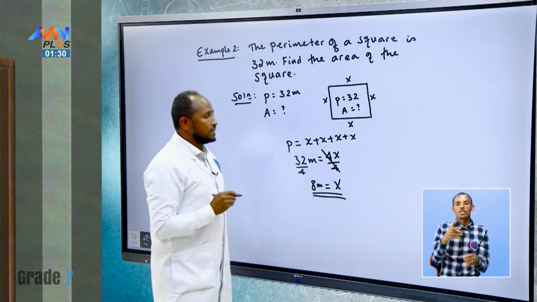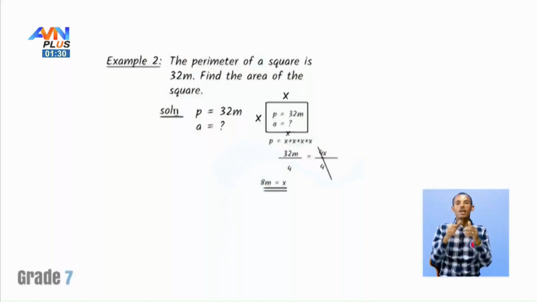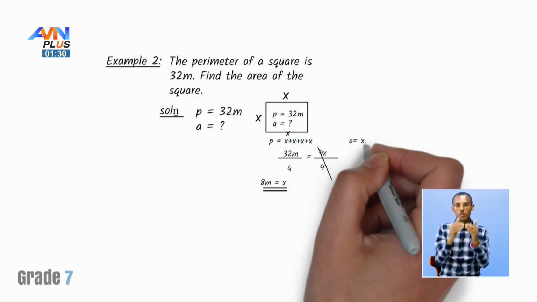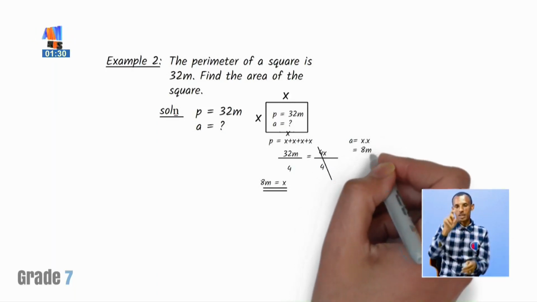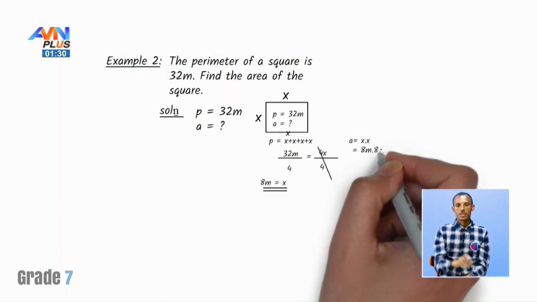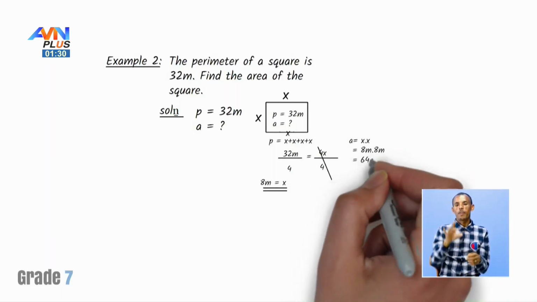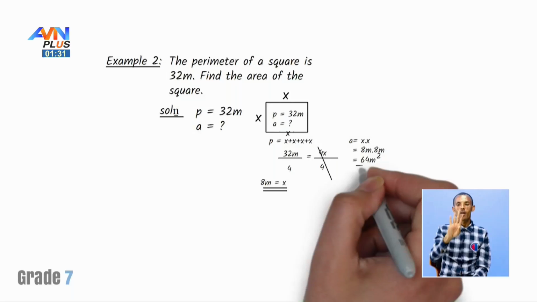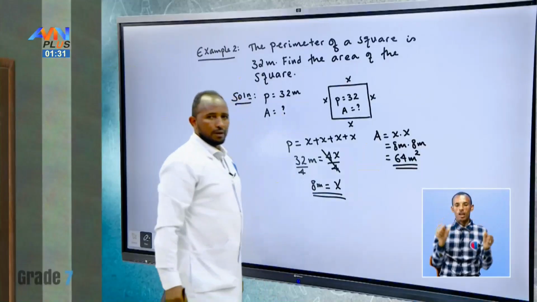But the question is, calculate its area. To calculate the area is equal to base times height. Simply it is x times x. So since we have calculated x, take the number, it is 8 meter times 8 meter. Therefore, 8 times 8 gives us 64 square meter will be the area of the square.